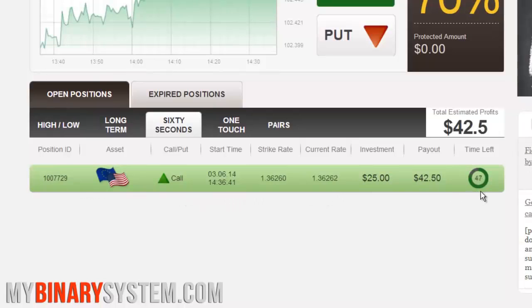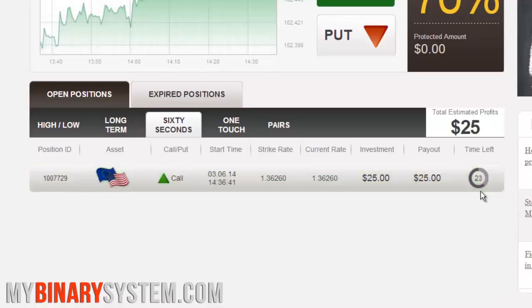As I mentioned before, we're looking at a $42.5 payout when placing a $25 investment. This means that it's enough to recoup your $5 loss, the $25 investment, and it will also generate a profit of $12.5 on top of it. Thus, you'll stay in the black.